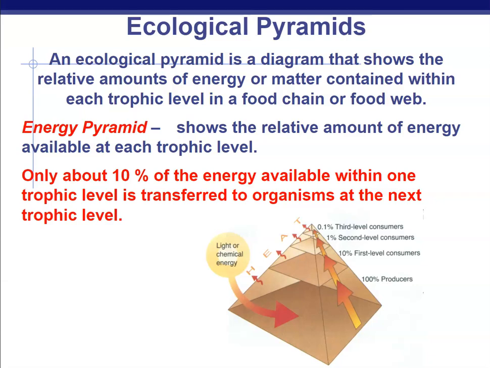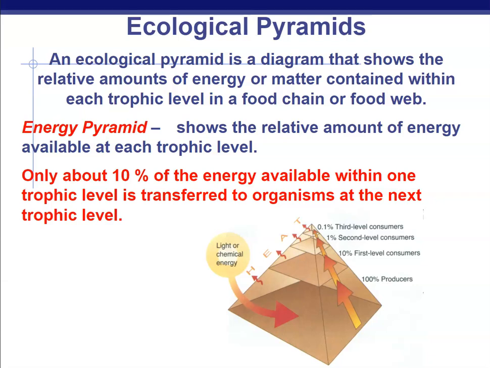Another way of looking at energy flow in an ecosystem is by looking at these ecological pyramids. An energy pyramid is just another way of visualizing what's going on. Remember I said that energy transfer was not 100% efficient? Well, here you're going from producers to consumers, and we say that only about 10% of the energy is going to be transferred from one level to the next.